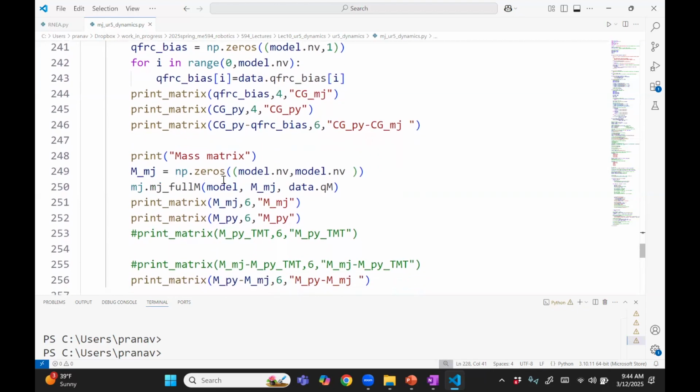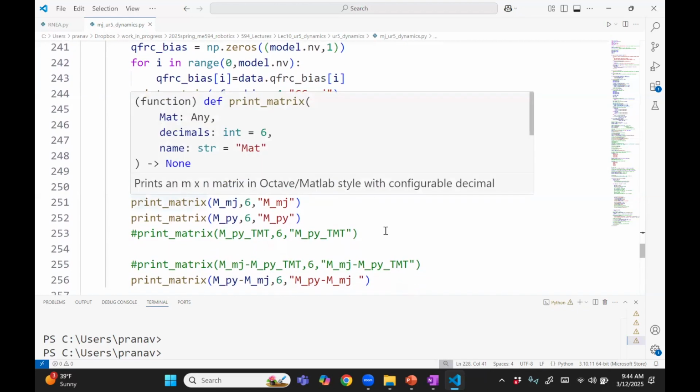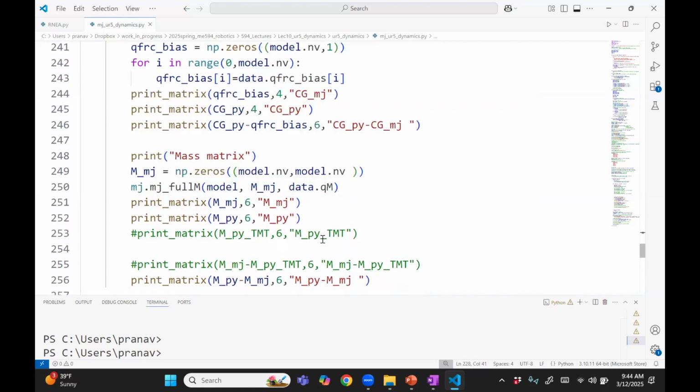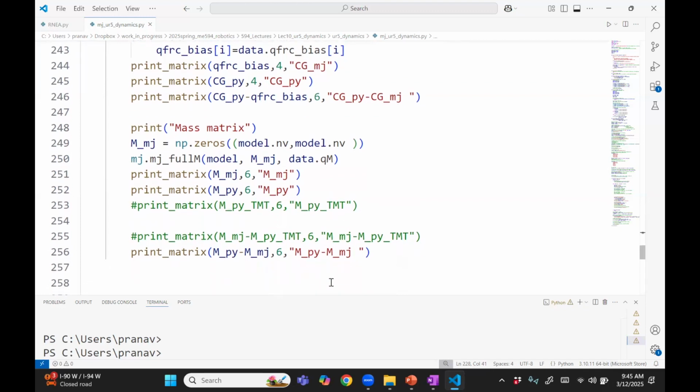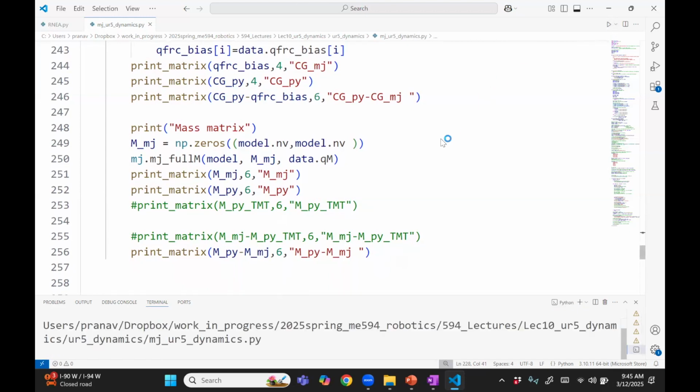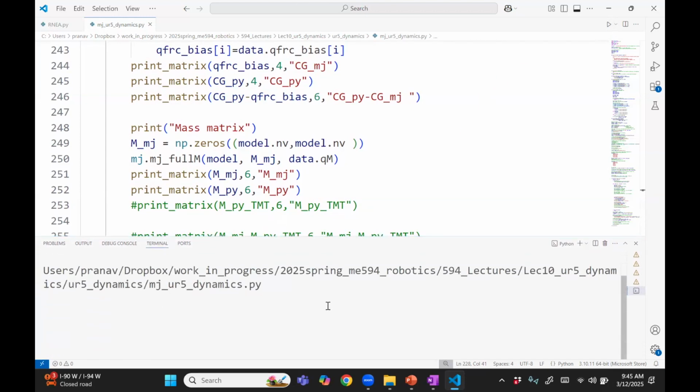Then I compute the mass matrix. For that, you need to use the function mj_fullM. And then I printed the mass matrix using MuJoCo, using Python, my code, and then I do the difference, which should be close to 0. So let's run this and see if we can get the data. And I just did it for a few seconds for a particular value for q and u, which is the position and velocity of the joints.